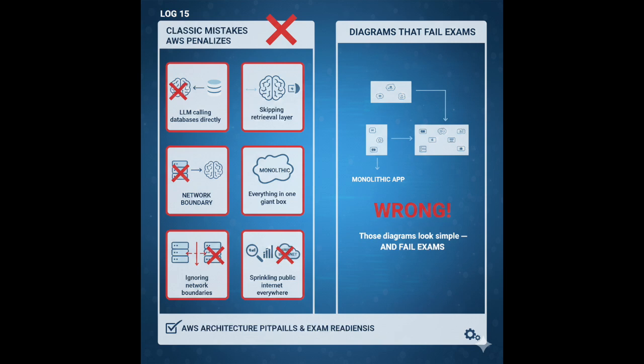There are classic mistakes AWS penalizes hard: letting the LLM call databases directly, skipping the retrieval layer, putting everything in one giant box, ignoring network boundaries, forgetting observability, sprinkling public internet everywhere. Those diagrams look simple and fail exams.